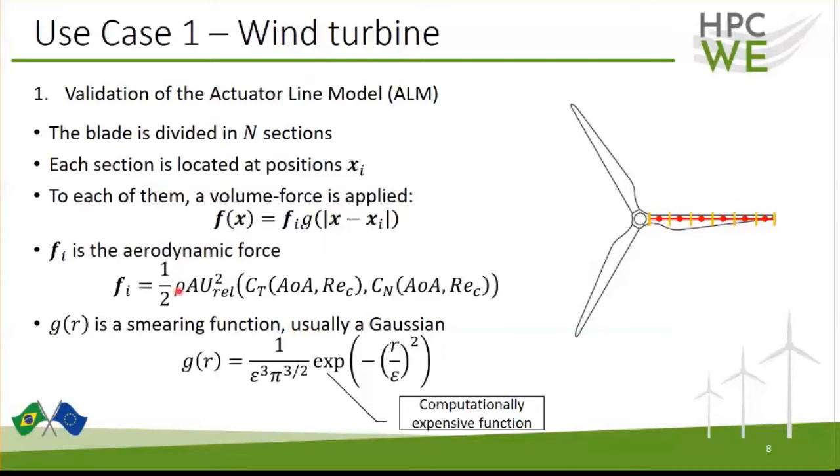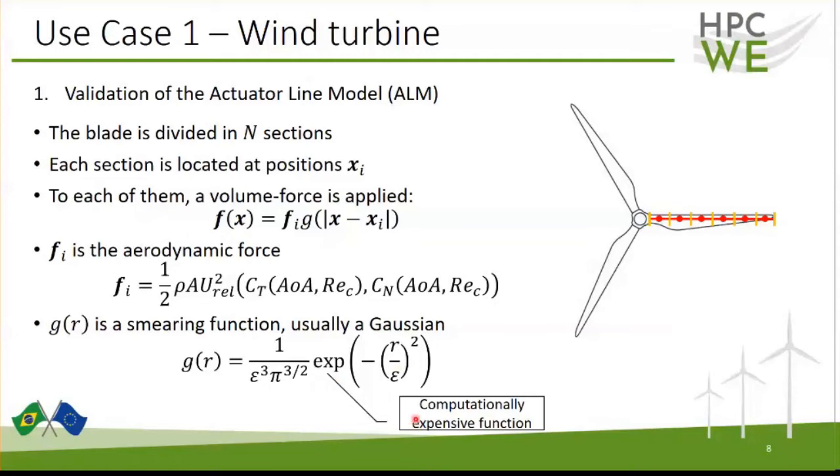This aerodynamic force depends on the coefficients of, here, normal and transverse velocity forces, but it can also be lift and drag forces, and it depends naturally on the velocity at this specific point. But to apply this force on the numerical solver, we need a smearing function. That's usually a Gaussian. Here we see the usual Gaussian projection that we have. And this exponential function is computationally expensive.